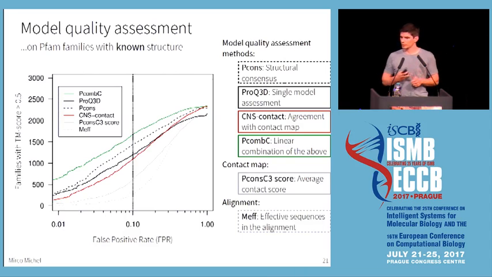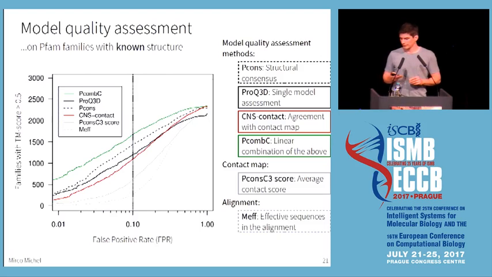We not only used one of these tools, but a few of them, and I will just briefly go through them. PCONS compares all the models that you have for each family against each other, and its score is based on the similarity between them. If they all agree, if they're all very similar, it's likely that they are correct. In contrast, ProQ3D does single model quality assessment, where it looks at each model individually and gives it a score by only looking at one model at a time.